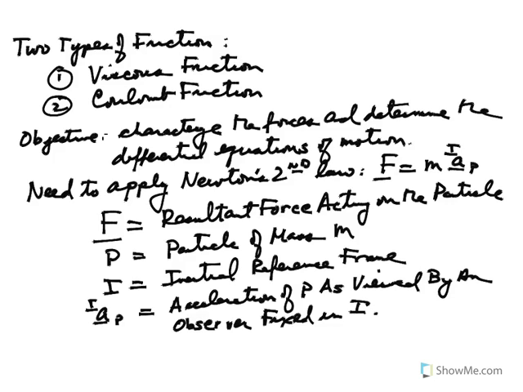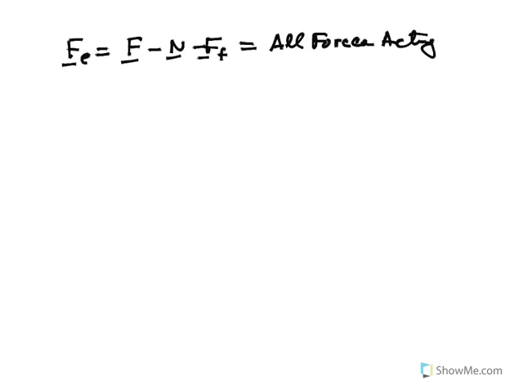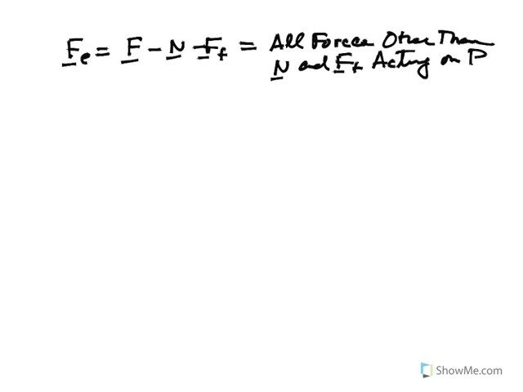So, in the case of particle contact, we actually can decompose the force nicely into the following pieces. We can say let F equal the normal force plus the friction force plus a force I'm going to call F sub E. Now, F sub E is then equal to F minus N minus F sub F, which can be labeled as all forces other than N and F sub F acting on the particle. So we're going to use this notation throughout the discussion.